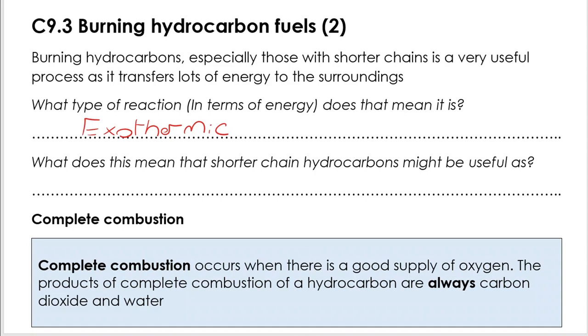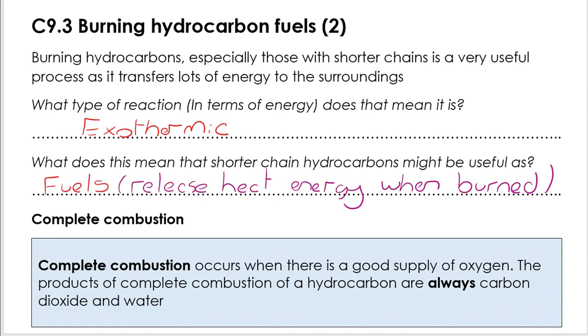And if we then think about chemical reactions that will send heat energy out into the surroundings, where we rely on that, we're thinking of fuels. They release heat energy when they are burned. So we've got this box at the bottom that reinforces some of the information that we're talking about. Complete combustion, we need to know that that is when there is a good or ready supply of oxygen. And whenever we completely combust a hydrocarbon, we will always make carbon dioxide and water.